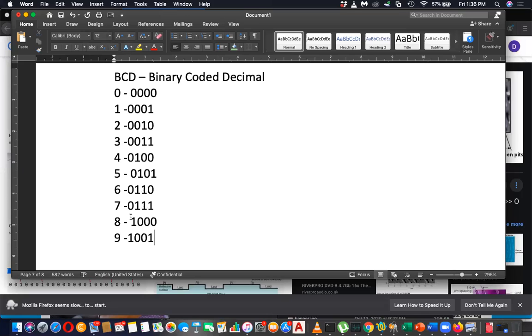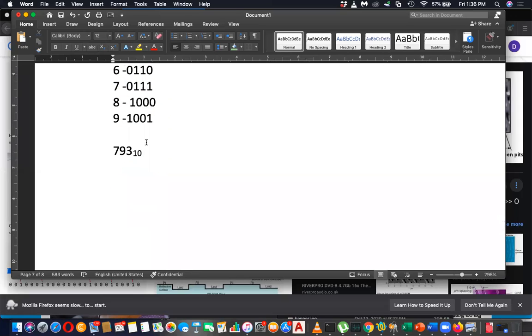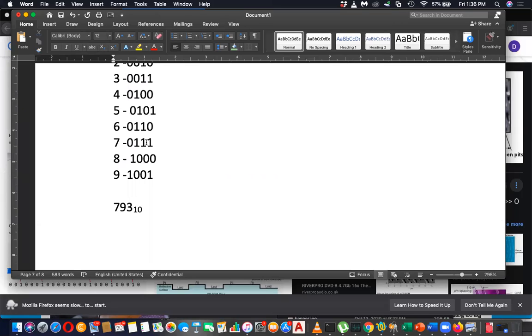For numbers, they have given digit codes. These 0 to 9 are decimal digits. For example, think about 783 in decimal. In traditional conversion, what we did was divide by 2 and write the remainder. That is the traditional conversion.